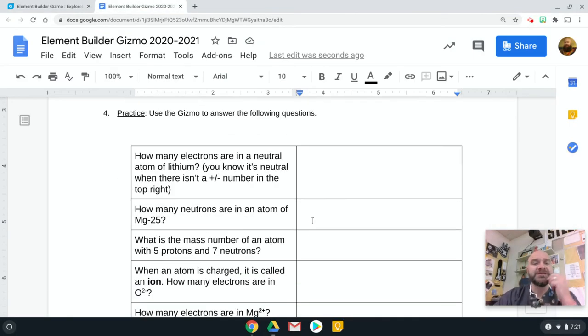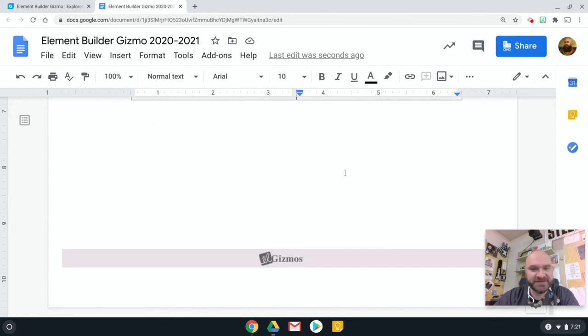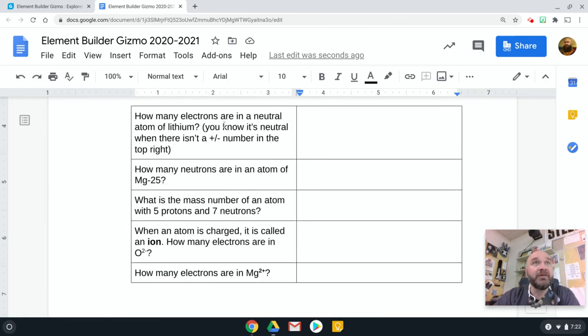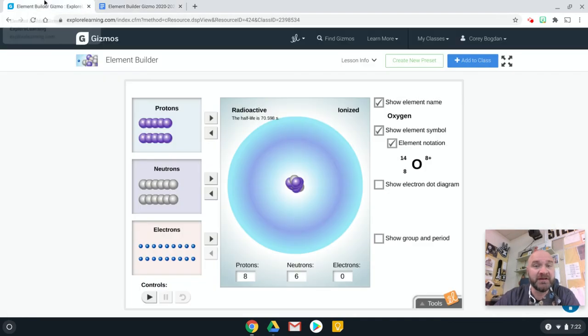All right. So now here we get into our last section. Okay, good. How many electrons are in a neutral atom of lithium? So I need to change it to lithium, and I need to make sure that it is neutral. And I give you a hint here. You know it's neutral when there isn't a plus or minus number in the top right. So let's make it lithium. Oh, there's lithium. But right now, this is not neutral. It has this positive 3 here. Well, to bring that number down, we need to add something negative. And we know that electrons are negative.